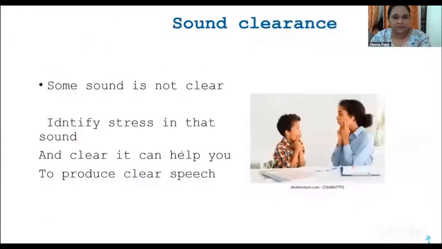And the sound clearance: some sounds are not clear. The speech is very excellent in a child, but a certain kind of sound is the problem. At that time, we use this method, and nowadays we are developing another model for learning disability.